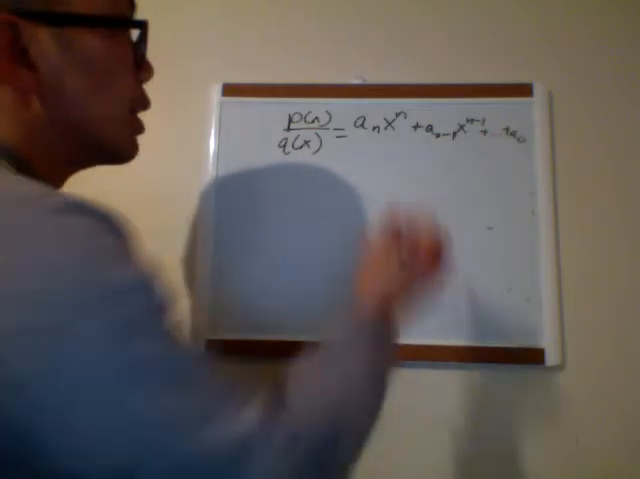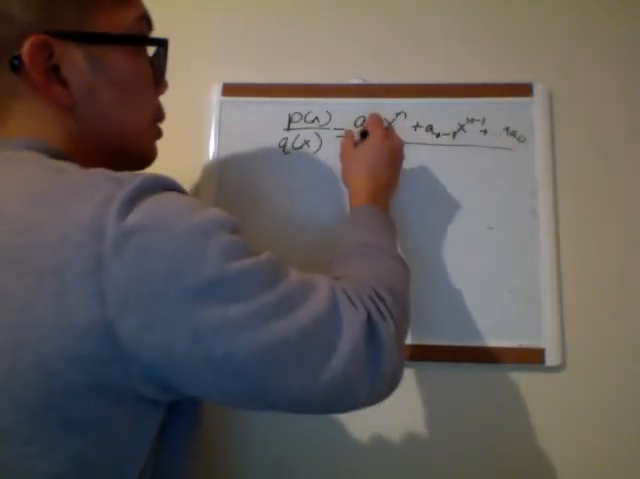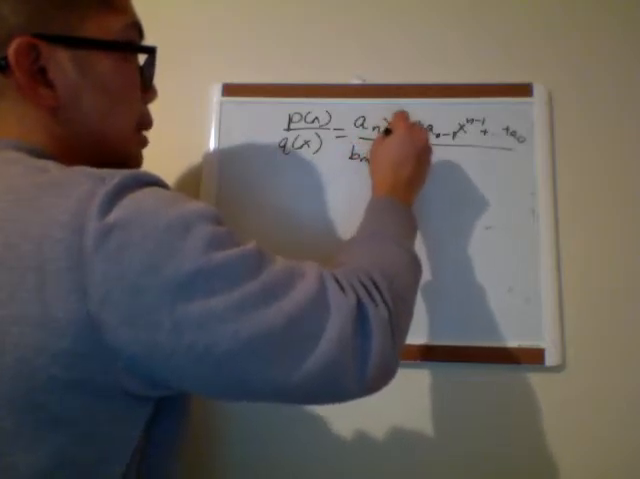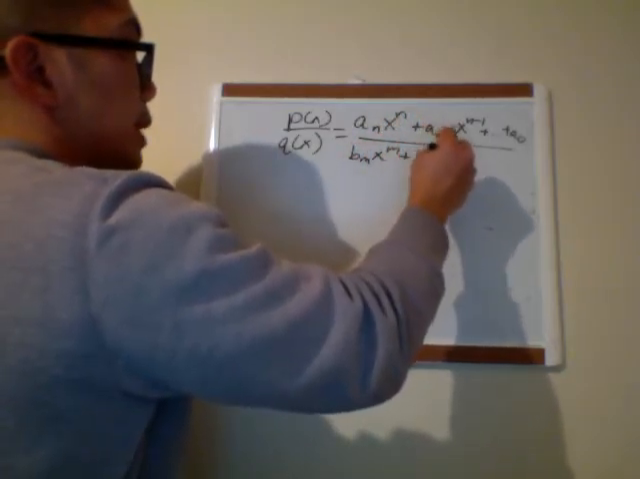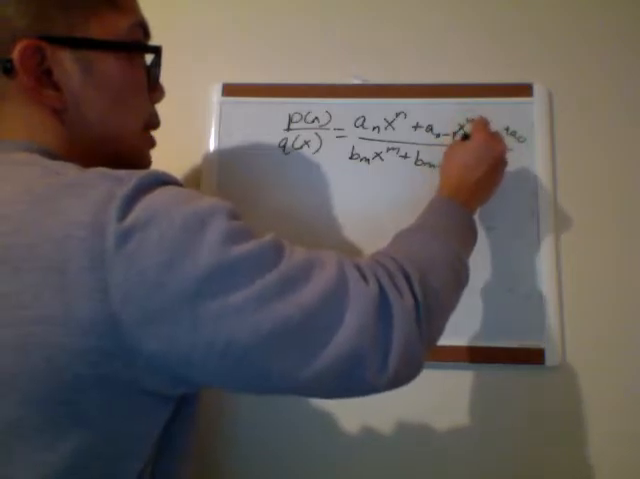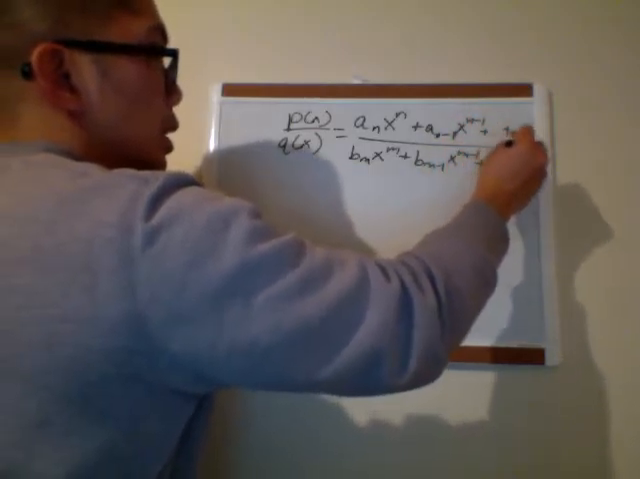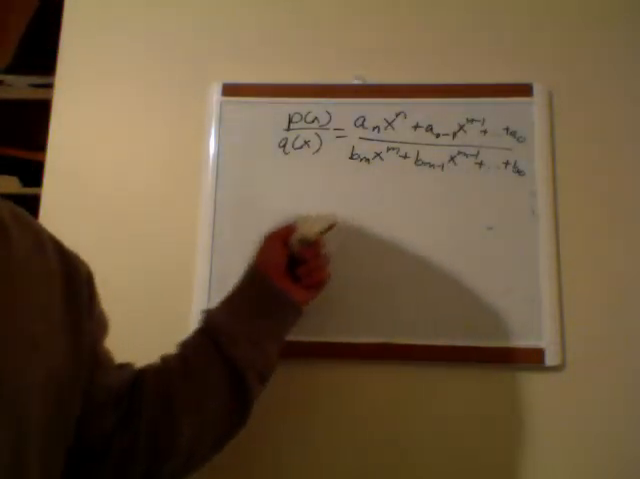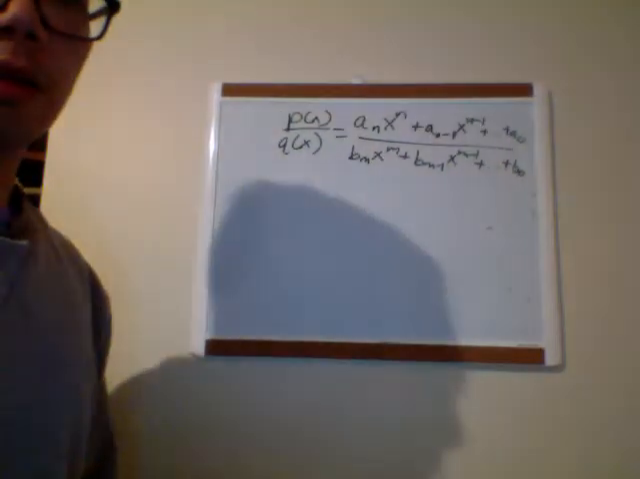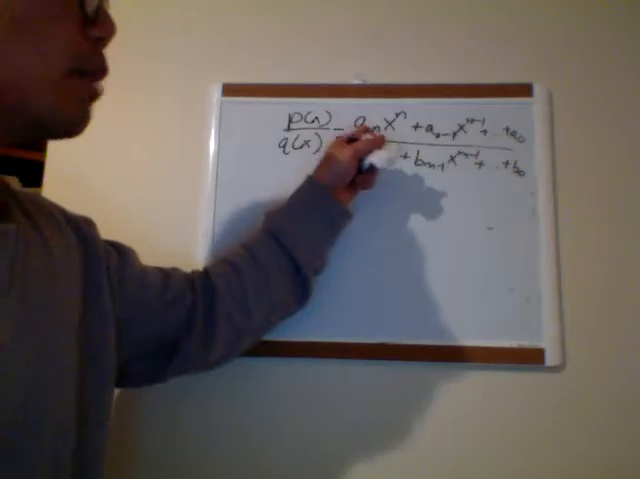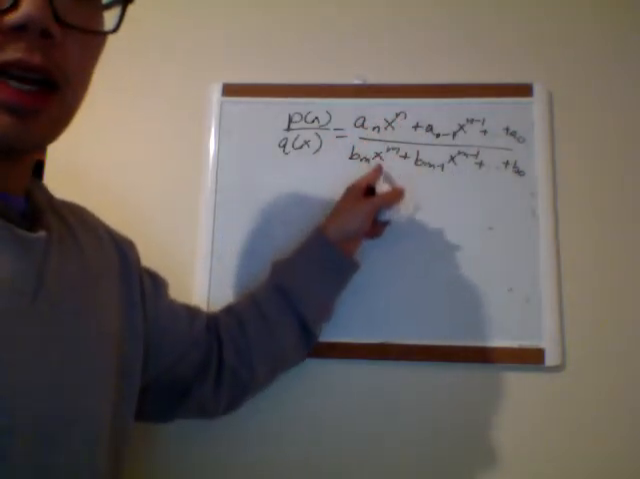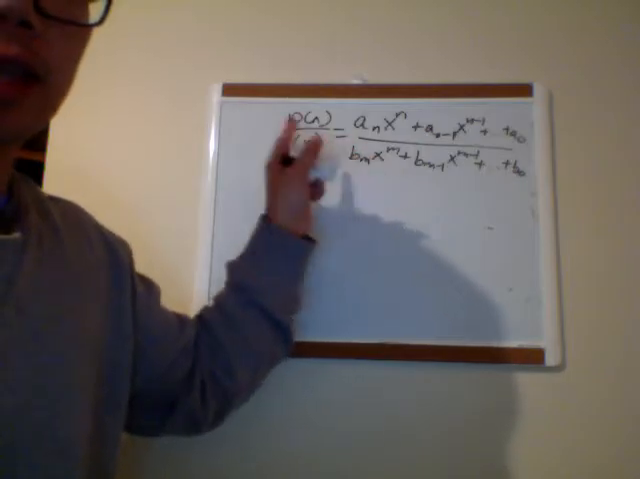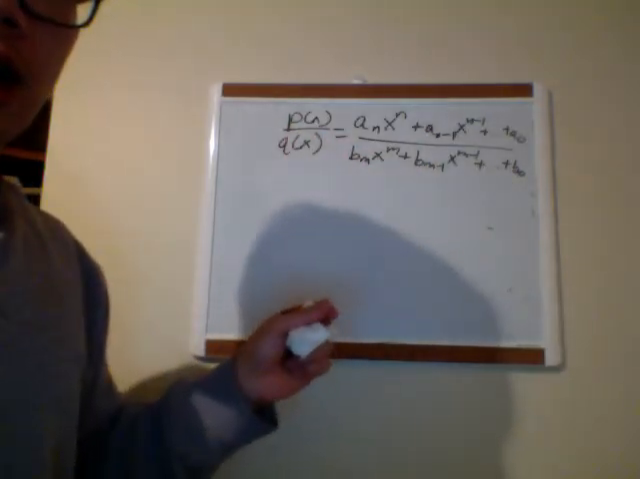Now, the second polynomial on the bottom, let's call this b_m x^m plus b_(m-1) x^(m-1) all the way until we have a constant. Now, this is just a fancy way of saying I have a polynomial on the top and on the bottom. On the top, I have degree n, and on the bottom, I have a degree m. So remember, the degree is the highest exponent in your polynomial.